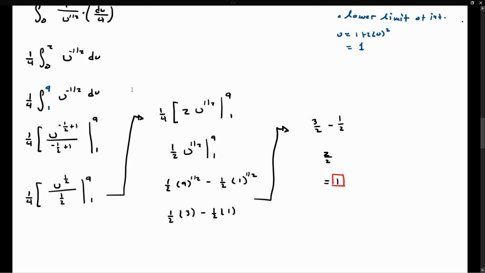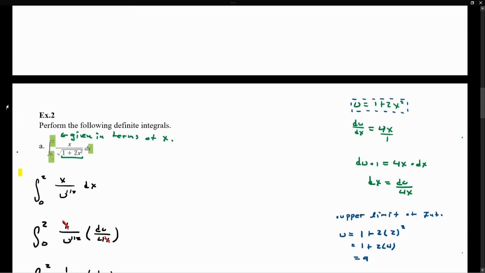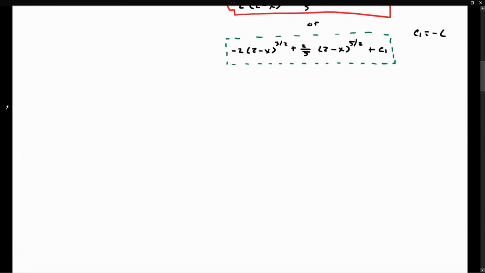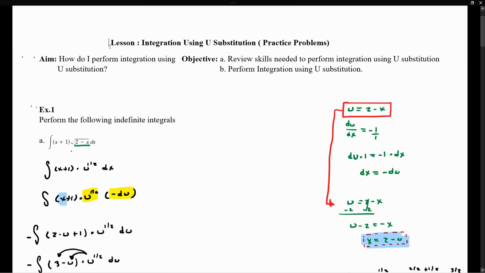And with this, it concludes our lesson, or just 2 quick examples when it comes to the integration of a definite and an indefinite integral, and they were both done using the technique of u substitution. I hope this helped.